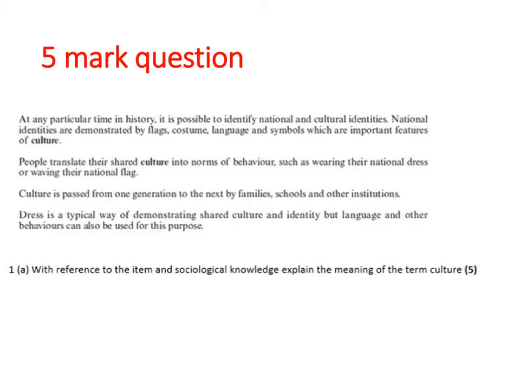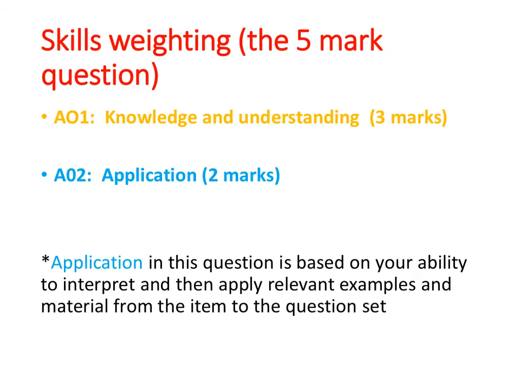So the 5-mark question is always going to start with the command: with reference to the item. This is the item, remember, and sociological knowledge, so you can't just rely on the item. Explain the meaning of a term. So with this question, you're always going to be asked to explain the meaning of a key term that is connected to the themes of culture, socialisation, social control and identity.